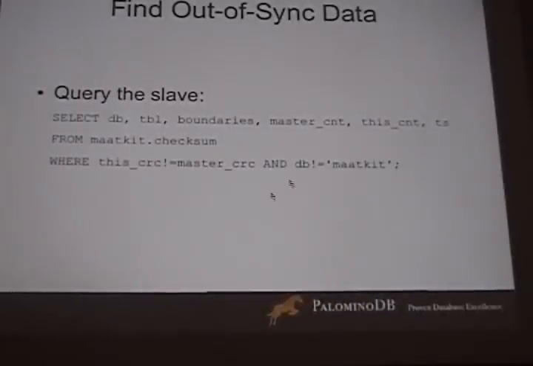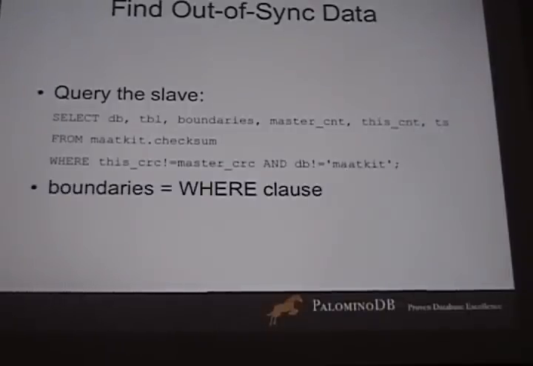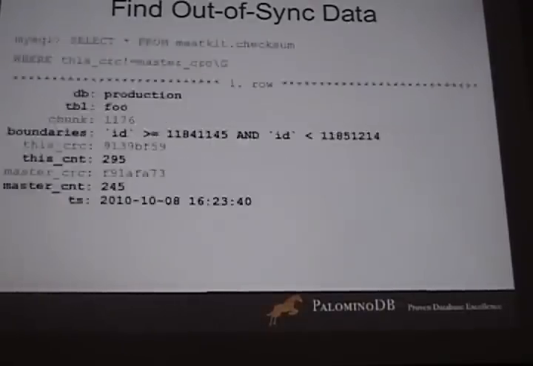And the database is not MATKit because obviously the MATKit database might be different. The tables in the MATKit database might be different. You also might not have database not in MySQL if you have different users, different grants. So the boundaries are the where clause, and here I have select star, so you see all the columns. So I said DB table, so DB is production, table is food, the chunk is 1176, you don't really care about the chunk number.